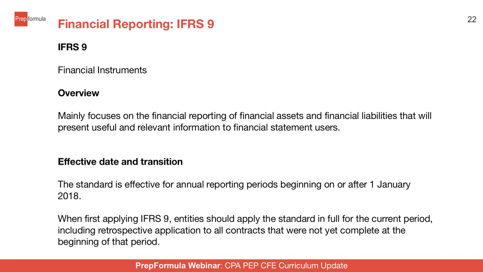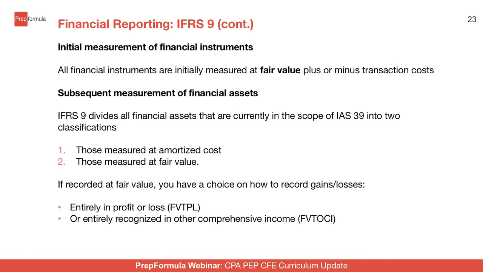When you're first applying IFRS 9, entities should apply the standard in full for the current period and then, again, retrospectively. Let's talk about initial measurement of financial instruments. All financial instruments are initially measured at fair value under IFRS 9. Now, the standard later talks about transaction costs. Any transaction costs would be subtracted from fair value. So assume that you buy a financial instrument for $100, but there's a 5% transaction fee, aka $5. The real fair value is $95. So when we initially record it, we don't put it at 100, we'll actually write it down to 95.